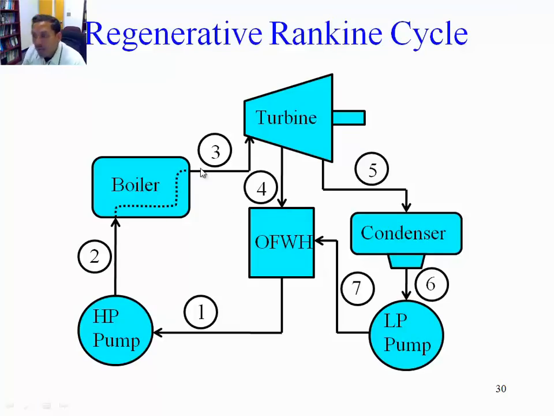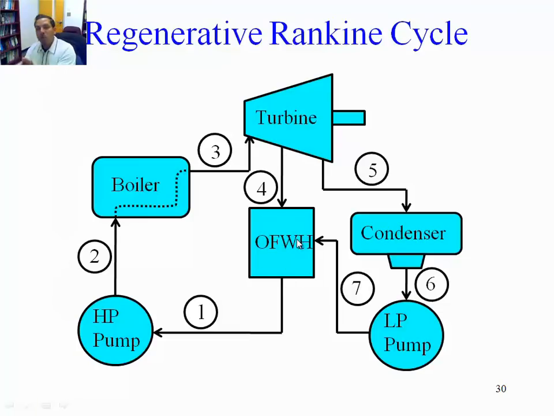So notice that as soon as it comes out of the boiler, it's passed through the turbine, but the turbine has one inlet and 2 outlets. It has one outlet at an intermediate pressure and an outlet at a final pressure. So it's pre-expanded to an intermediate pressure where it's going to be passed through an open feed water heater.